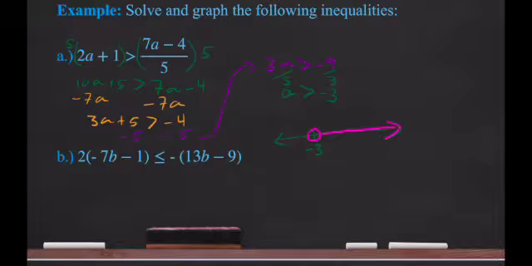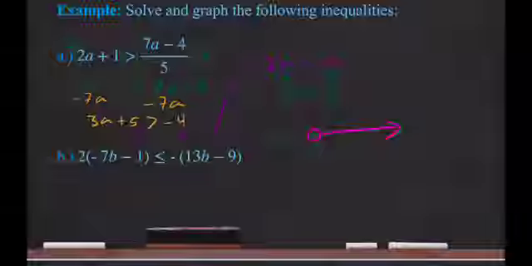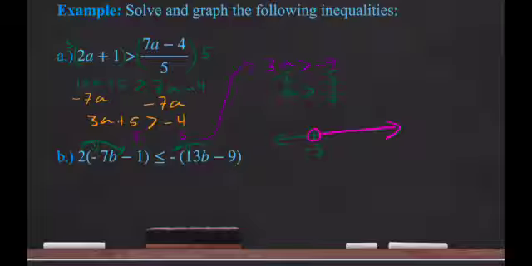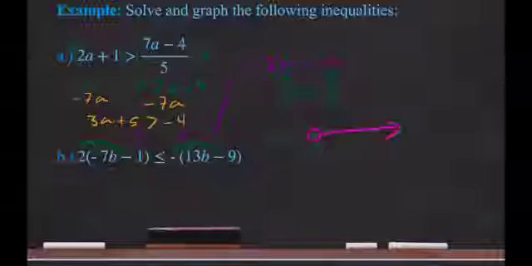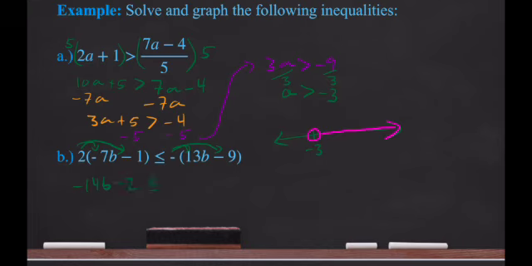Same thing. Simplify both sides. Get rid of the parentheses. So we're going to distribute that 2 on both of these. We're going to distribute that negative on both sides. So we have, well, on the side that it is, negative 14b minus 2 is less than or equal to negative 13b plus, because negative times negative is positive, 9.